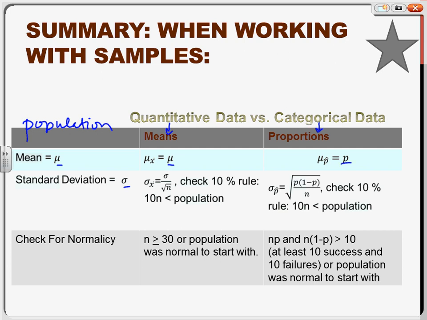So for standard deviation, again, you have to check your 10% rule. But this is your formula if you're dealing with means. And this is your formula if you're dealing with proportions. To check for normalcy, you're going to have to say for means that n is greater than or equal to 30. Or the population was normal to start with. Okay. And for proportions, you have to show that n times p and n times 1 minus p are both greater than or equal to 10. So you have at least 10 successes and 10 failures. So this is like really nice little summary, okay, between 7.2 and 7.3, because you're going to have to decide what to use when.